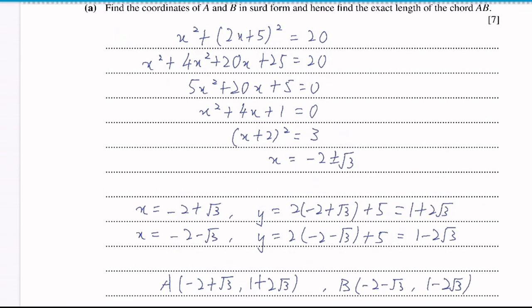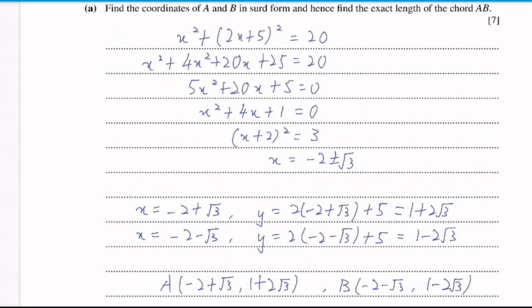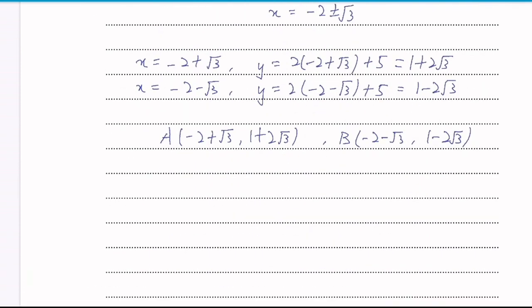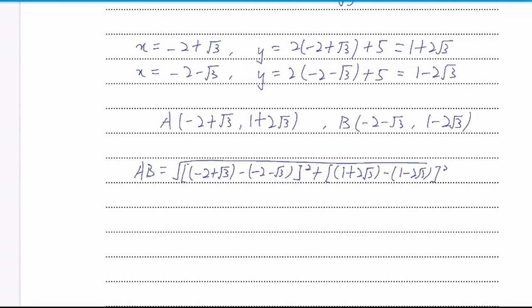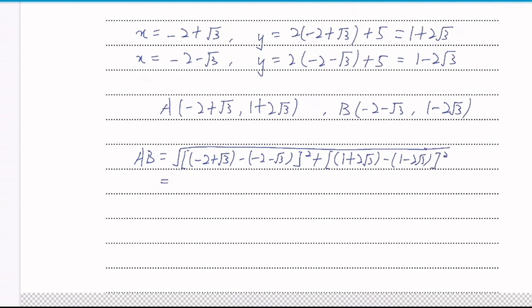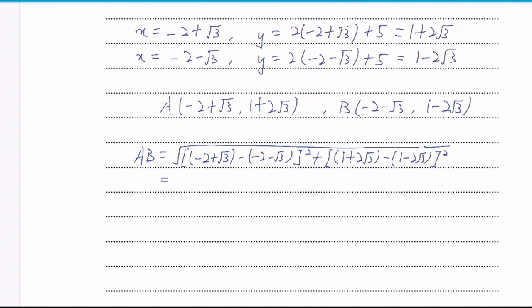So these are the coordinates of A and B, and hence find the exact length of the chord AB here. So we really have to find the length of the chord AB. So it's to use the distance formula, so just be careful about that. So (-2 plus root 3 minus (-2 minus root 3)) squared plus (1 plus 2 root 3 minus (1 minus 2 root 3)) squared. So be really careful on working on that.